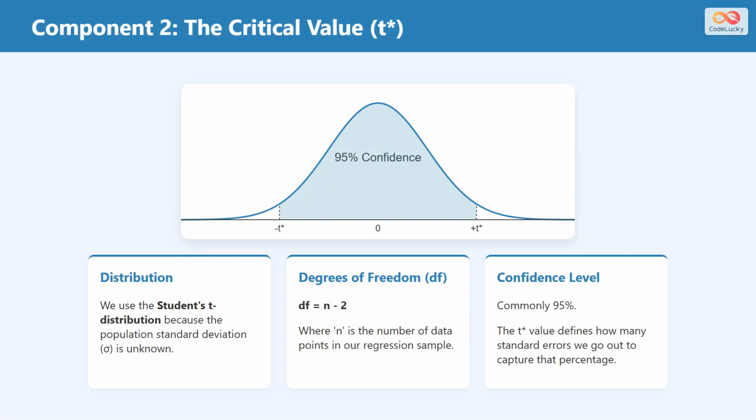Next is the critical value, t star. Because we typically do not know the true population's standard deviation, we use the student's t-distribution. The degrees of freedom for this calculation is n-2. For a 95% confidence interval, this value tells us how many standard errors we need to extend out from the mean.